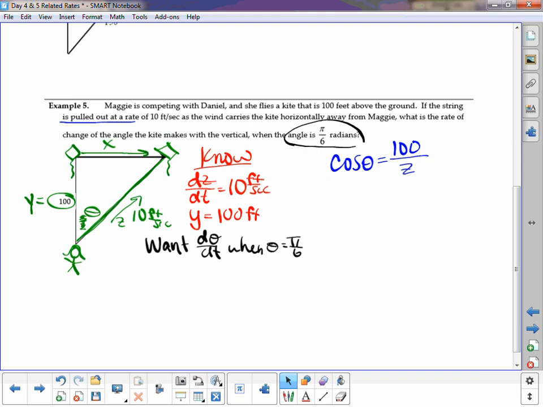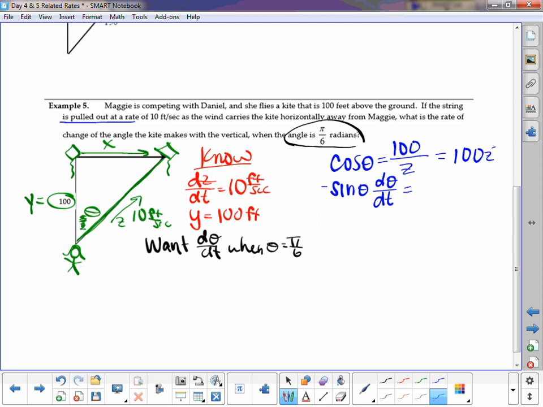Okay. So let's go into our derivative. What's the derivative of cosine? Negative sine. Good job with your negatives. So negative sine theta d theta dt. Do not forget that. And I personally prefer to see this with the negative exponent. It's easier for me to do the derivative that way. So I would get negative 100 z to the negative second dz dt. Are we good with that?